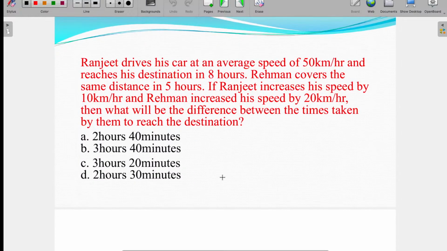Ranjit drives his car at an average speed of 50 km per hour and reaches his destination in 8 hours. Rahman covers the same distance in 5 hours. Ranjit increases his speed by 10 km per hour. Rahman increases his speed by 20 km per hour. Then what will be the difference between the time taken by them to reach the destination? You try first. Reply all online students also once.